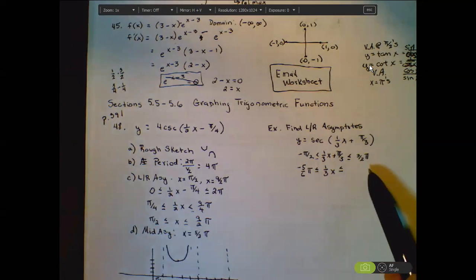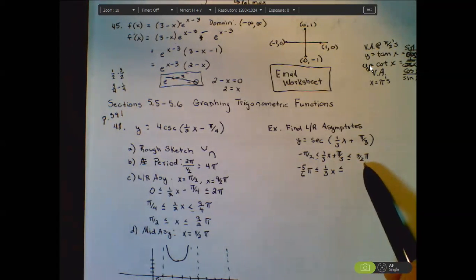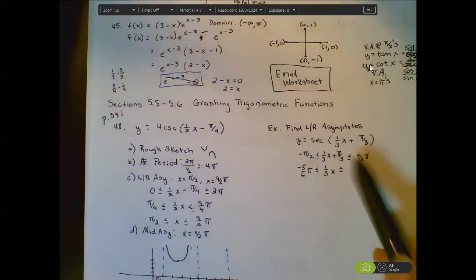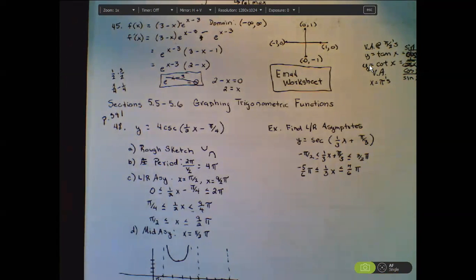How many sixths is 3 halves? What would you have to multiply that by to make the denominator be 6? By 3. Yep, by 3 over 3. So this would be 9/6 minus 2/6, which is 7/6 pi.